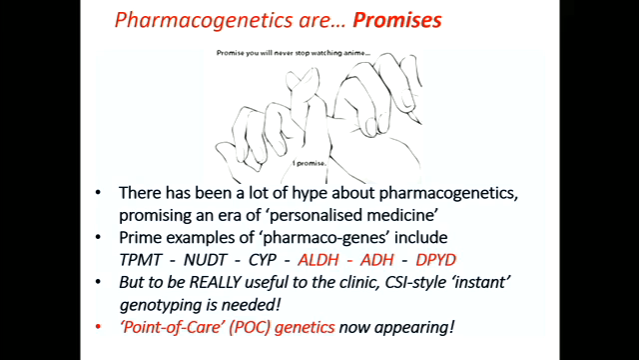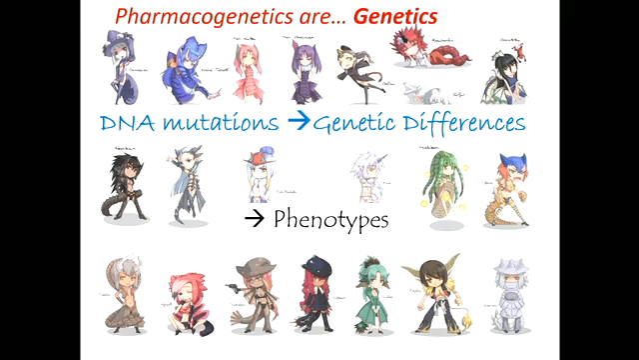But we all wanted that sort of instant genetics that you used to see on the police shows, where they just put a bit of blood into a machine and they can tell you all about the person.